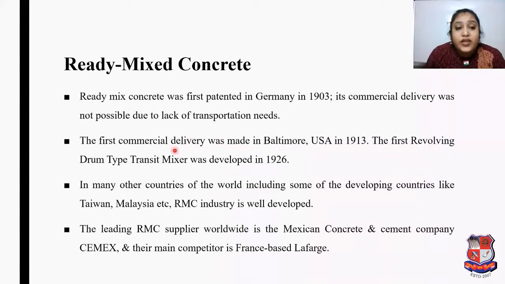The first revolving drum type transit mixer was developed in the year 1926. In many other countries of the world, including some developing countries like Taiwan, Malaysia, etc., the ready-mix concrete industry is well developed. The leading ready-mix concrete supplier worldwide is the Mexican concrete and cement company called Cemex, and their main competitor is France-based Lafarge.